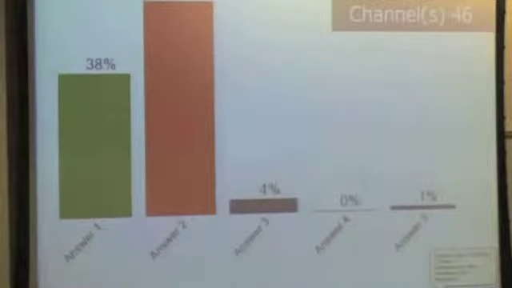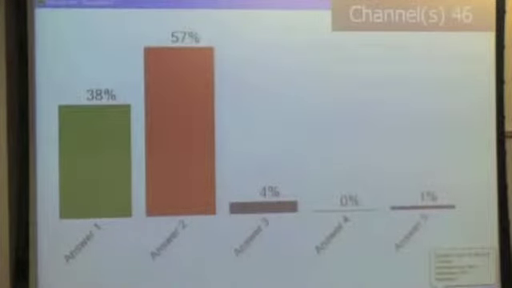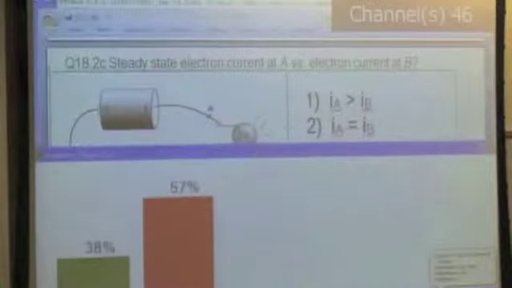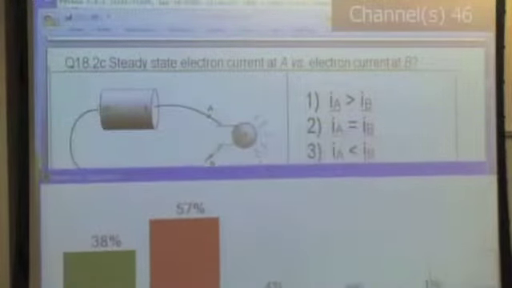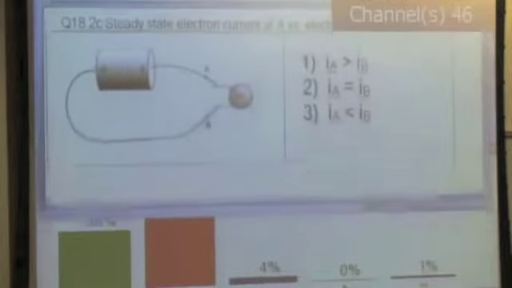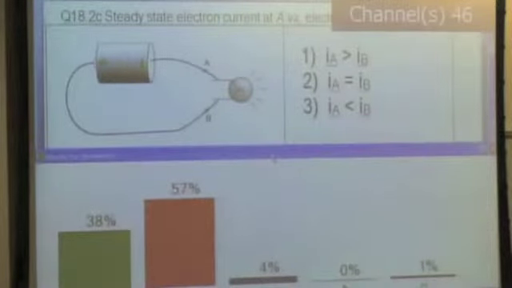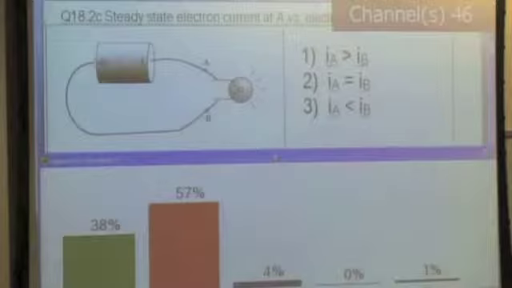And we have some disagreement. We have a little over half of us saying that the two currents are equal. Some of us are saying that, well, the light bulb's bright, right? So clearly you've got to have more current at A than you have at B, right? Because somehow that current's being used up in some way to give off the light.